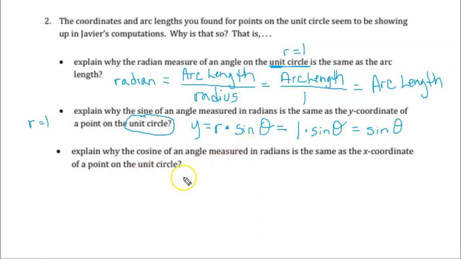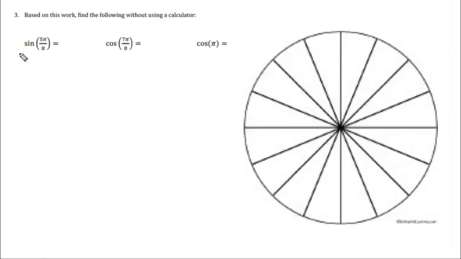Very similarly, we figured out that the x-coordinate was equal to the radius times the cosine of theta. And if the radius is equal to 1, then x is equal to the cosine of theta. So based on all of this work, find the following without using our calculator.